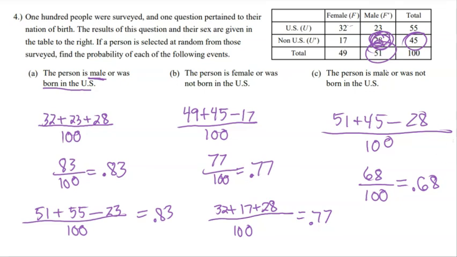And of course, the other way that we could do it is we could take everyone who's male or not born in the U.S.